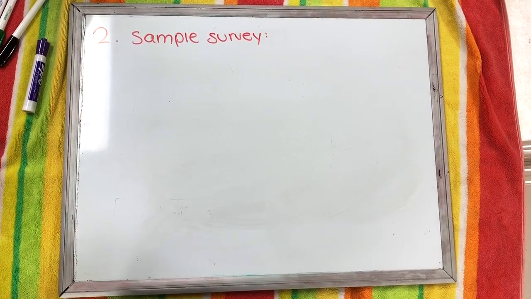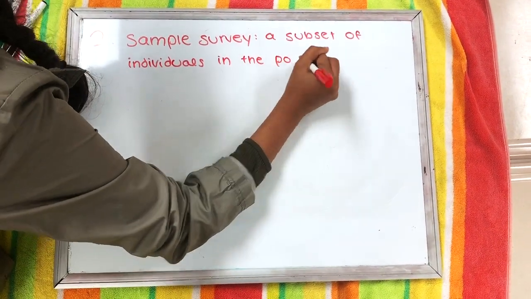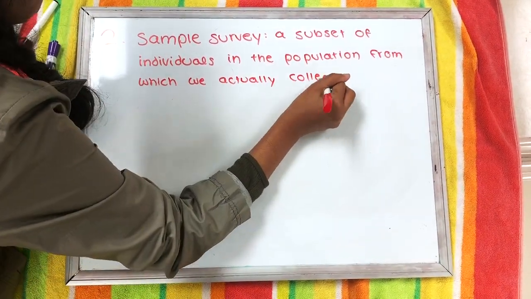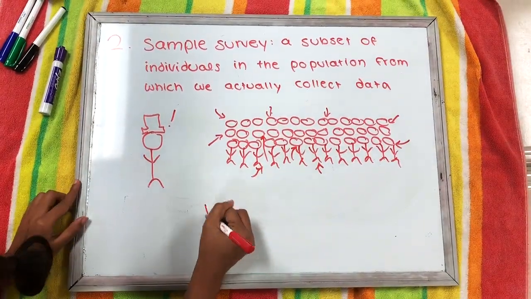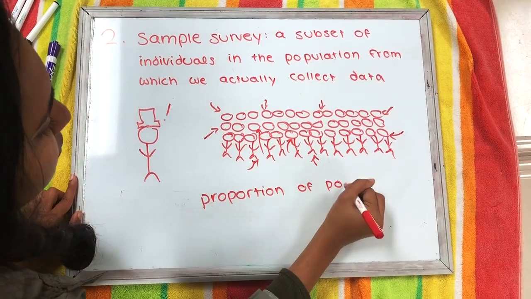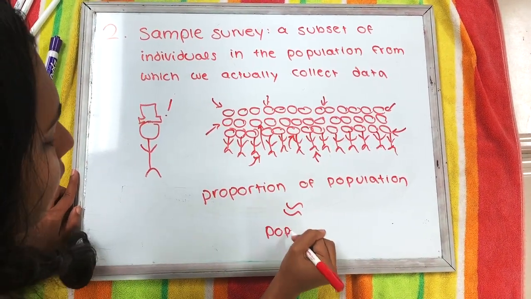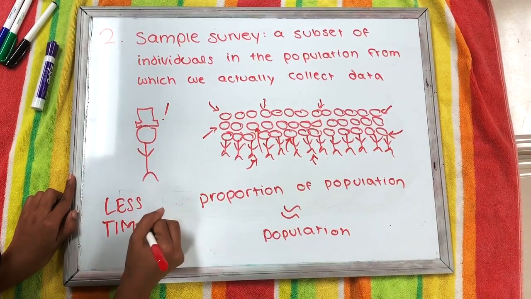Instead, our governor could take a sample survey to estimate the true opinion of the city's population. A sample survey is a subset of individuals in the population from which we actually collect data. For example, the governor could randomly choose 1,000 people per district and only interview them about the topic instead of the entire population. For this proportion of the population, the governor is able to estimate the true beliefs of the population without having to survey every single person.